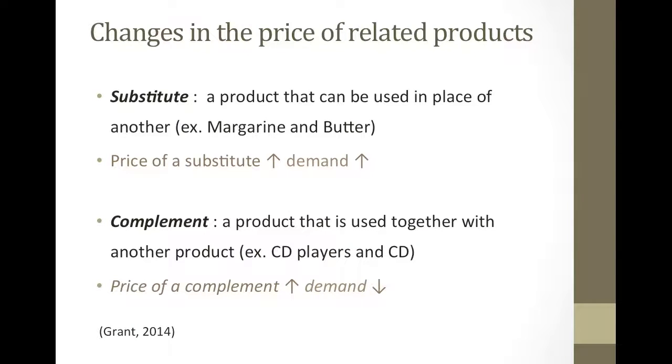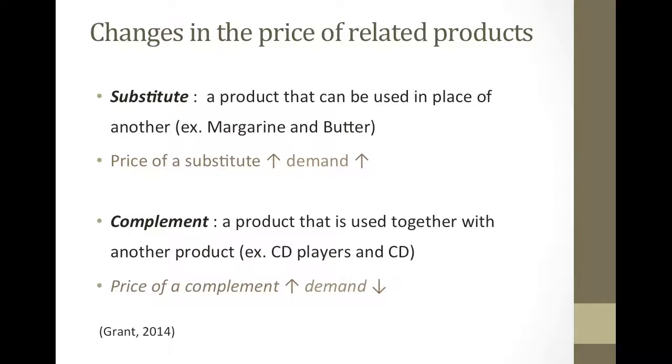Secondly, changes in the price of related products affect the changes in demand. If the price of a substitute rises, there will be an increase in demand. Substitute means a product that can be used in place of another. For example, margarine and butter are substitutes because if butter's price goes up, people will not buy it, and instead of butter, they will tend to buy another thing like margarine, so demand for margarine will increase. And if the price of a complement rises, there will be a decrease in demand.